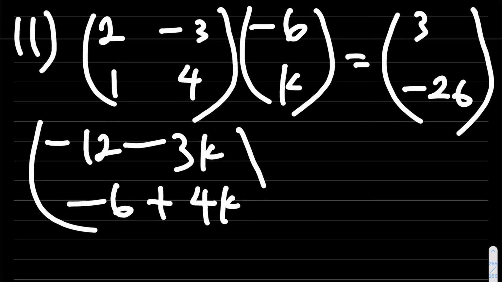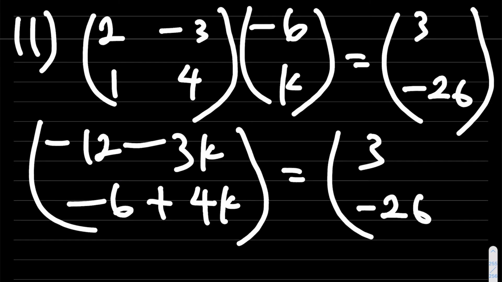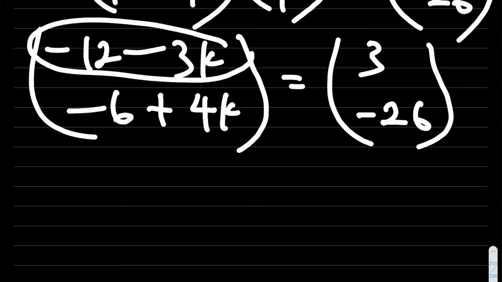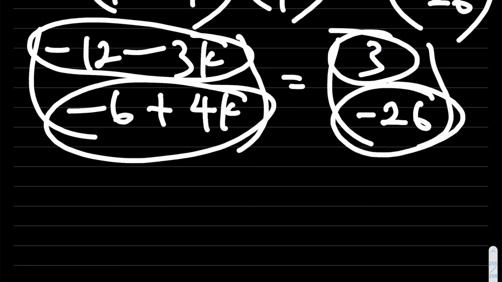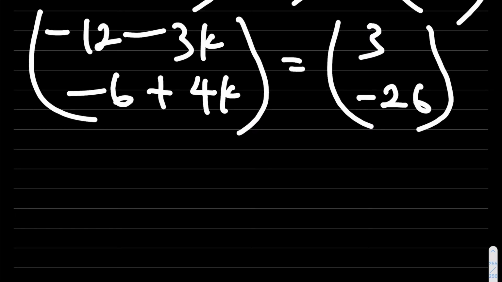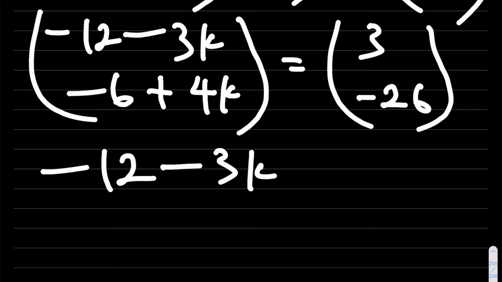And now that result will be equal to the matrix on the right hand side, which has elements 3 and minus 26. So that simply means the two matrices are equal, which also means that their corresponding elements are equal. And this element will also be equal to this element. So we can choose either of the two comparisons to obtain the value of k. That means I'm choosing this one, minus 12 minus 3k equals 3.